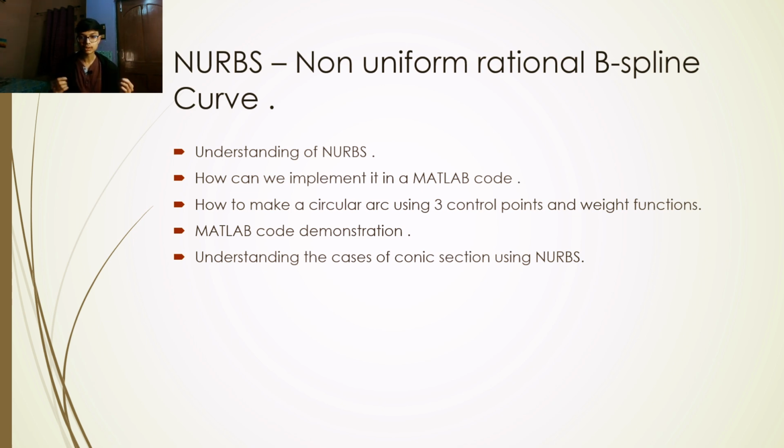We will try to make a circular arc using 3 control points and accordingly choose a weight function. Also, we will see how we can plot a circle using 7 control points and accordingly change our weight functions for each of the points. In this video, we're also going to talk about the MATLAB code demonstration. Alright, so let's get started.